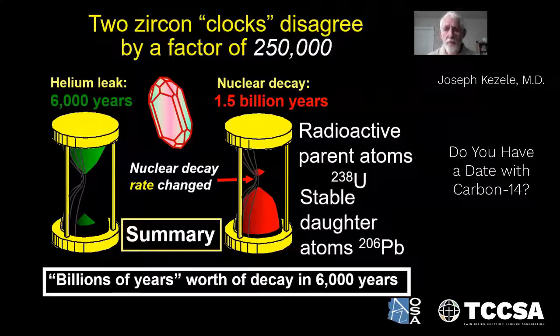So in this case, you can use the word prove. Often we cannot, but in this case, you can use the word that has been proven, that the rate of decay in the past has not been constant and has been greatly accelerated in the past. And this would apply to all elements, to all forms of radioactivity, whether it be uranium, carbon, potassium, strontium, whatever, thorium, plutonium.